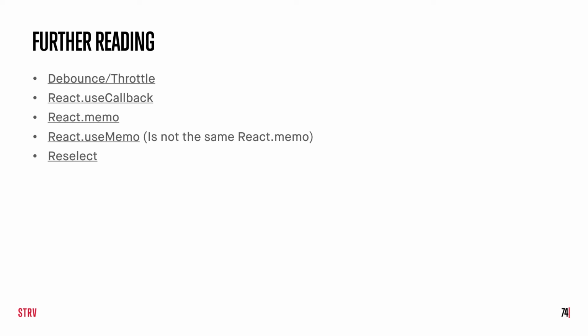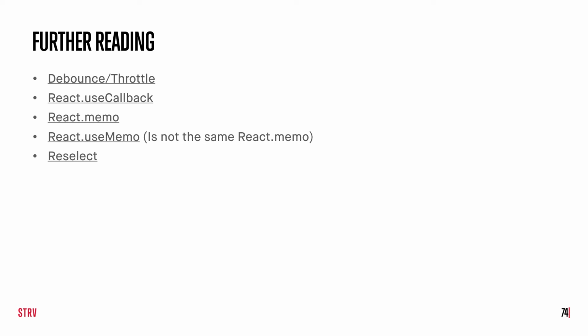There are some other hooks that React provides for performance optimizations. One of them is React callback, and React Memo. And there is another one that I just had there, so you don't get confused if you find it. React Memo is a higher order component. React useMemo is a hook. They are completely different. They serve different purposes, but both are pretty good.